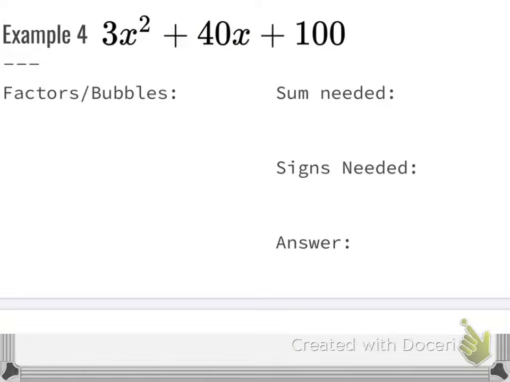So we need to identify our sum. Well, our sum's that middle term still, so that's that 40. Signs needed. This tells me it's going to be the same sign. I don't know why it's cutting out so bad, guys. I apologize. So, this tells me they're both going to be pluses, so plus, plus.